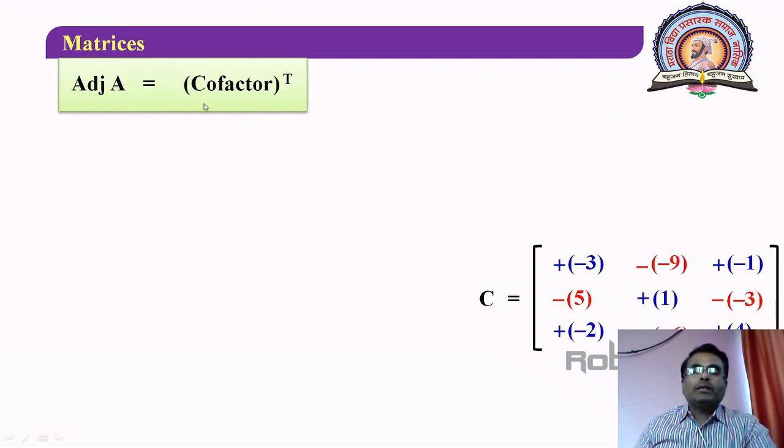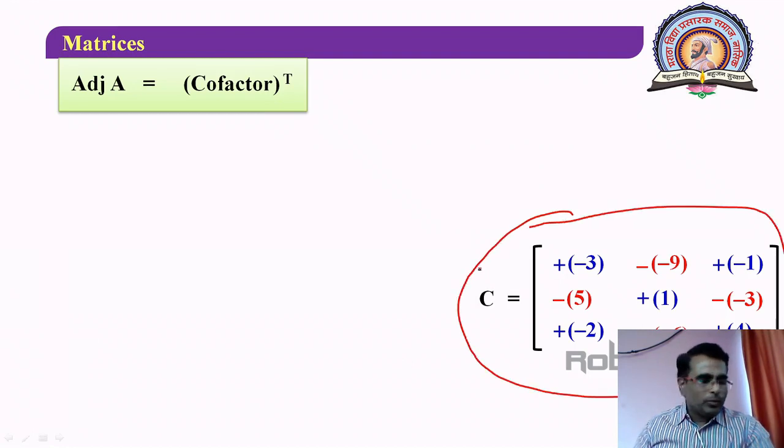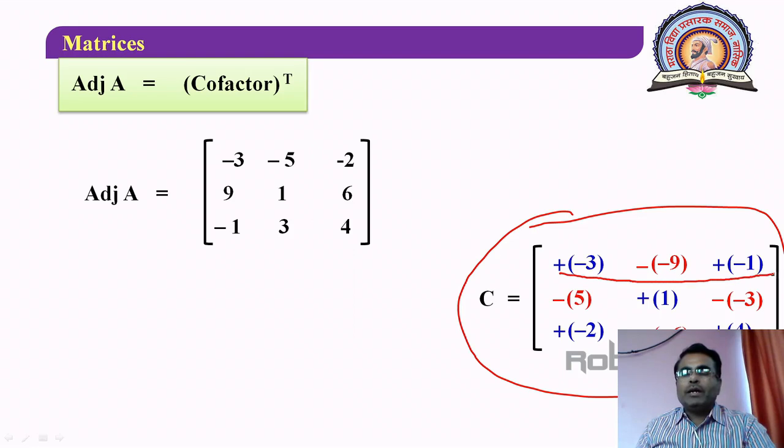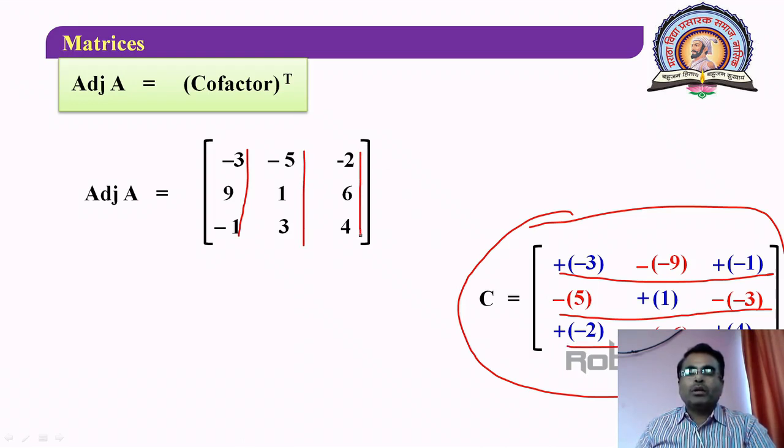Hence, adjoint of a matrix is nothing but cofactor transpose. So, it is clear that our cofactor matrix is nothing but this matrix, and that is why if you are considering the determination of its adjoint, you have to consider its transpose. So, that is why in the adjoint matrix you will observe that this minus 3, 9, minus 1 will appear as the first column, minus 5, 1, 3 will appear as the second column, minus 2, 6, 4 will appear as the third column. So, this way you will get adjoint of a matrix.